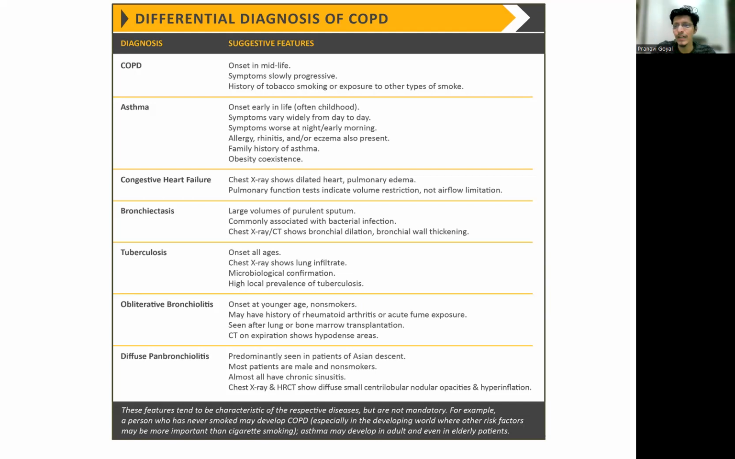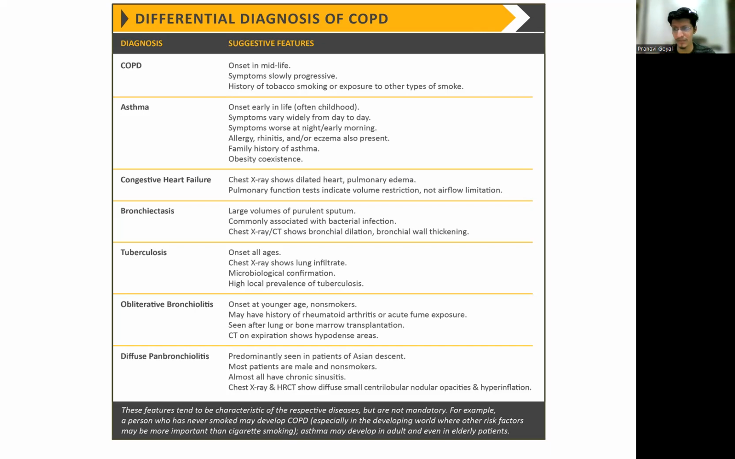Then obesity will coexist along with asthma. In congestive heart failure, your chest X-ray will show a bit of cardiomegaly, bat wing appearance, and pulmonary edema. Your spirometry will show a restrictive pattern rather than an obstructive pattern. In bronchiectasis, you will have a large volume of purulent sputum, and on HRCT you will have bronchodilation and bronchial wall thickening.